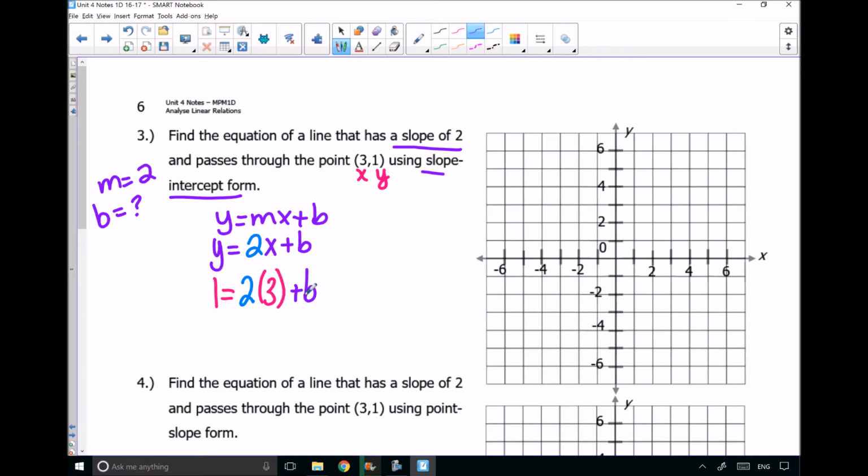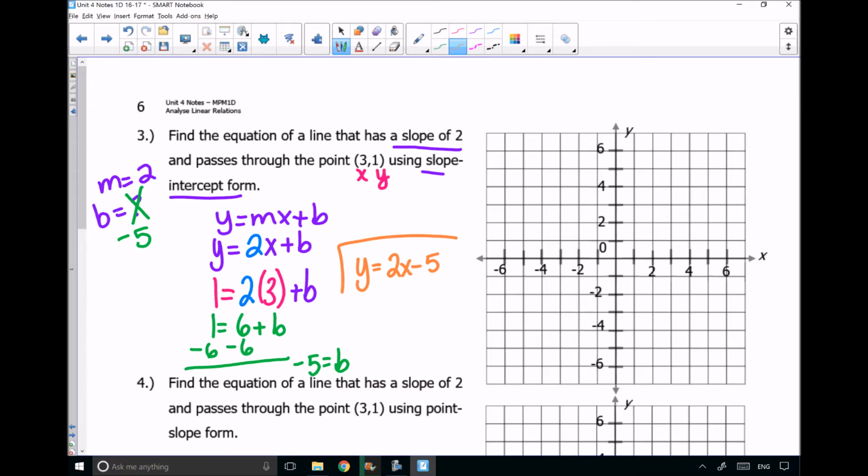Now I just have a regular equation to solve. So I end up getting 1 equals 6 plus b, okay? And in order to solve for b, I need to subtract my 6, right, to get this b alone. Therefore, b is -5. So b is no longer unknown. We can say it's -5. Therefore, my equation will be y equals 2x minus 5.